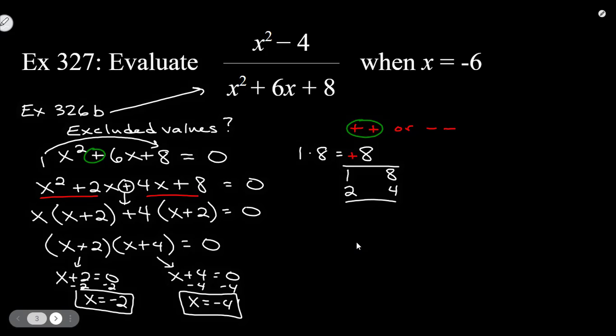So if we were doing the excluded values for that fraction, the excluded values would be negative 2 and negative 4. So no, it's not always true that 0 will be an excluded value, but it is always true that we take that denominator and set it equal to 0 to find the excluded values.